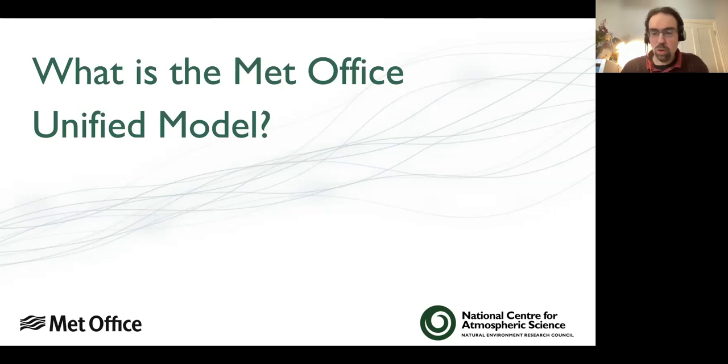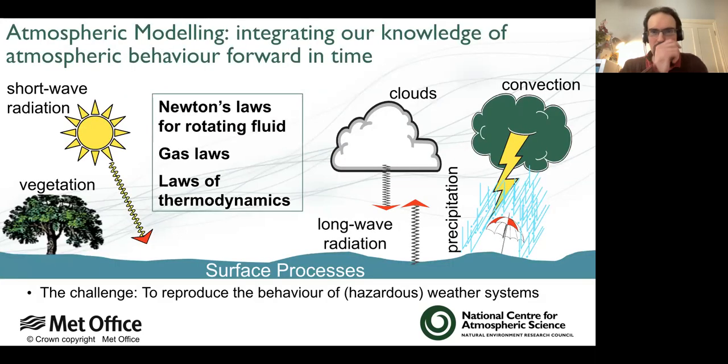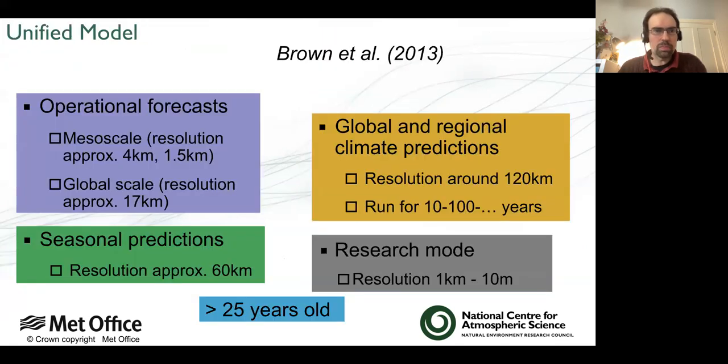So what is the unified model? It's an atmospheric model, and it's integrating our knowledge of the atmosphere forward in time. It considers lots of different things. We've got surface processes. We consider shortwave radiation, vegetation, clouds, convection, precipitation. And the aim was to reproduce the behavior of hazardous weather systems.